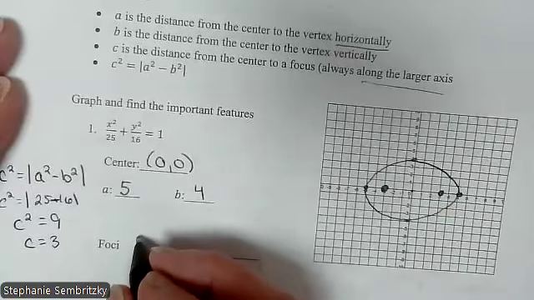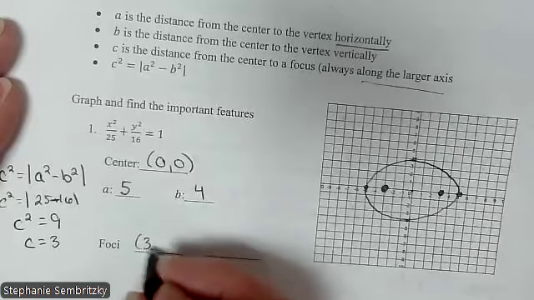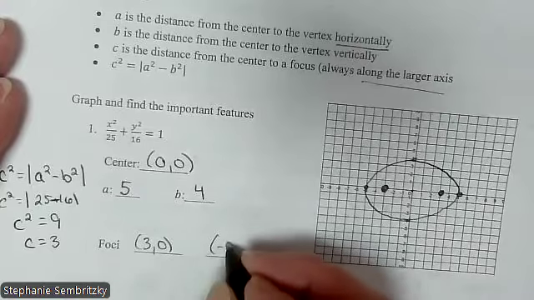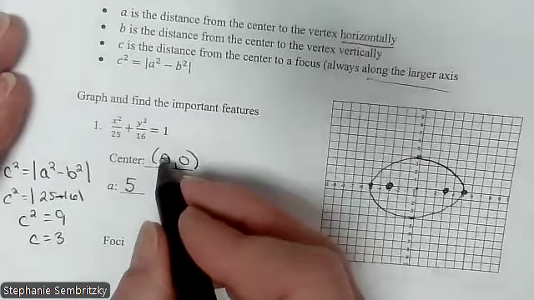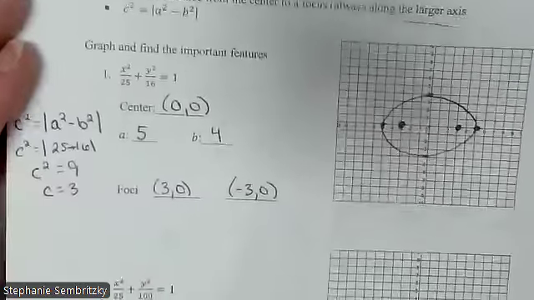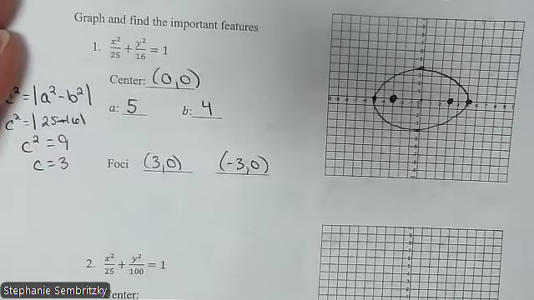So that would change, those points would be at 3, 0 and -3, 0. So I'm adding 3 and subtracting 3, going horizontally.